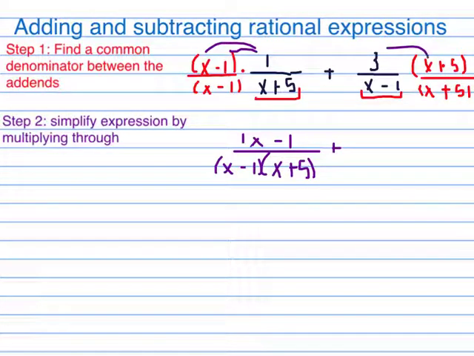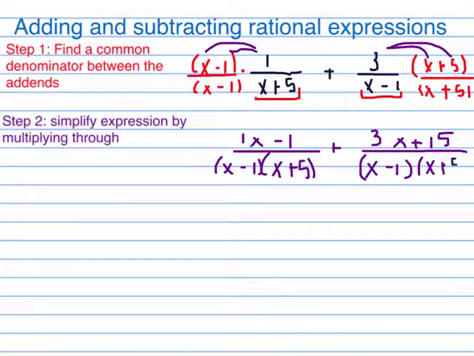And then I'm going to distribute that 3 through here. I have 3x plus 15 over x minus 1 times x plus 5. Notice now that I have the same denominator on both fractions. So there's going to be one last step here.